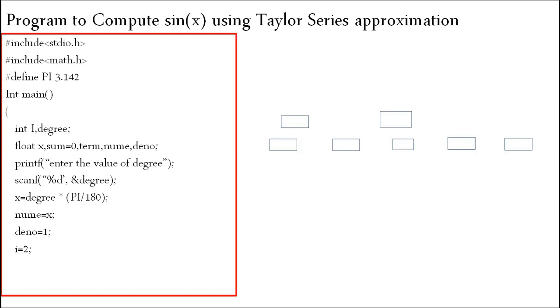So with the name math.h, I'm using it in my header part itself. That is #include math.h. And as I said, I'm defining the pi value in my header section itself. So with the help of #define PI, the value of pi is constant throughout the program, and the value is 3.142.